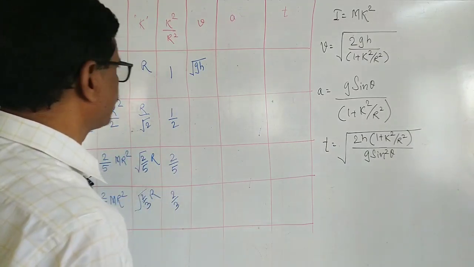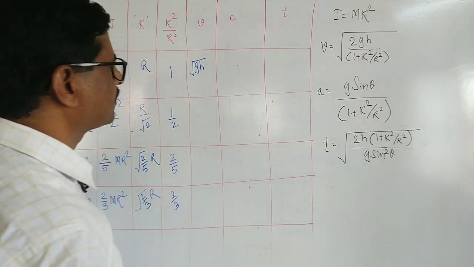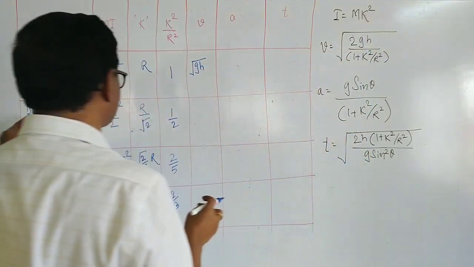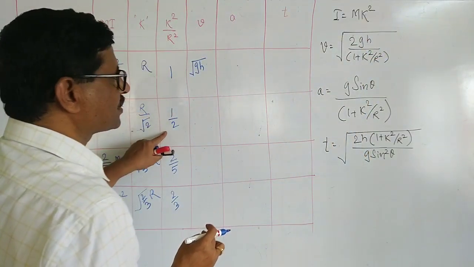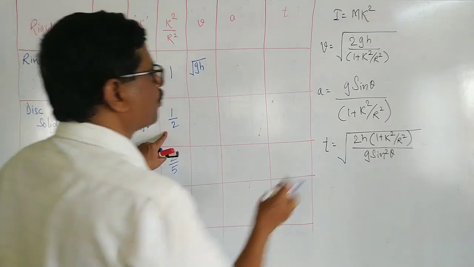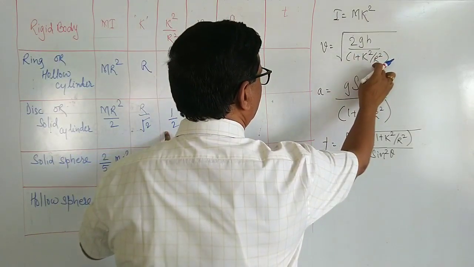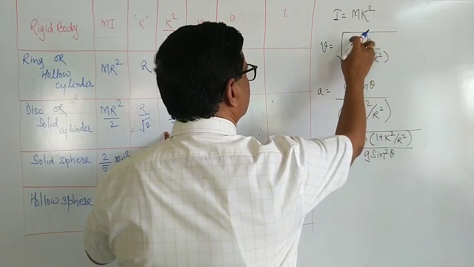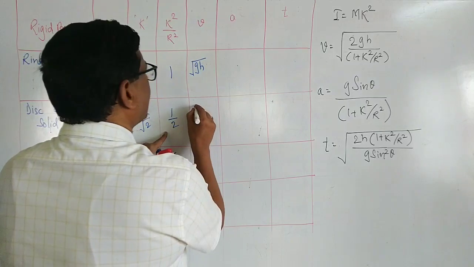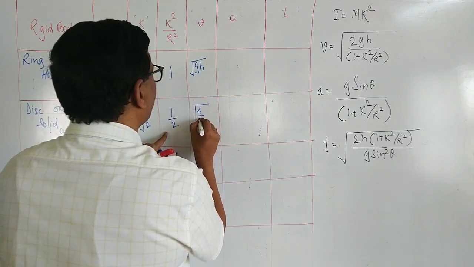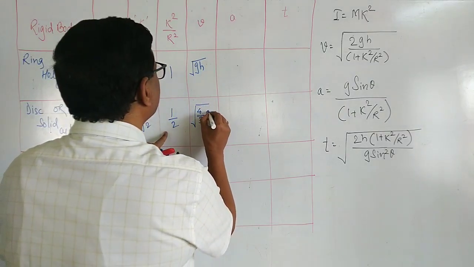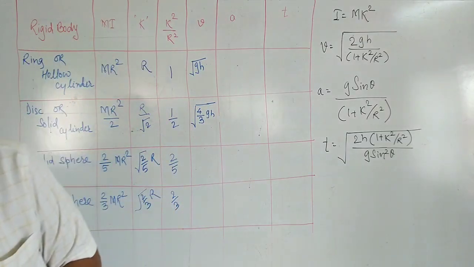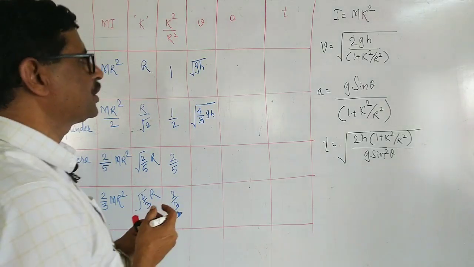Then we will go for the next. For a disc, v = √(2gh / (1 + k²/r²)). The value of k²/r² is 1/2. 1 plus 1/2 is equal to 3/2. The denominator will go in the numerator, and it will be equal to 4/3 gh. This is the value for the disc, that is √(4/3 gh).